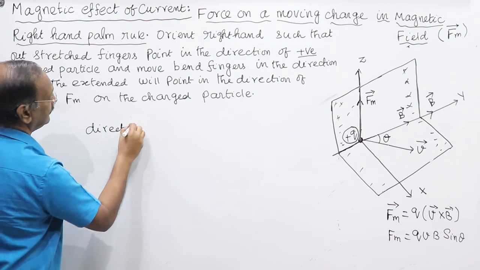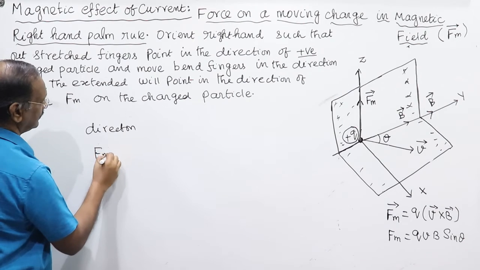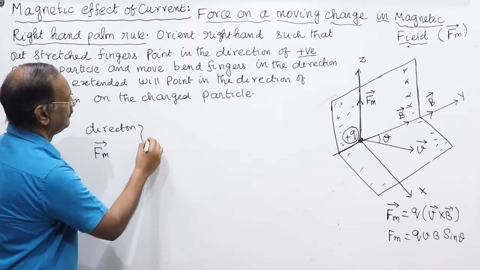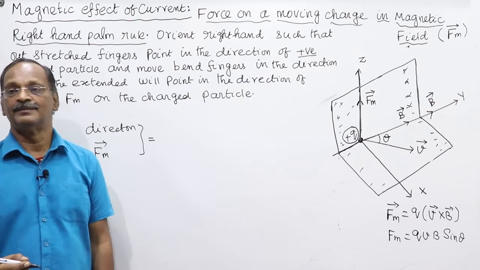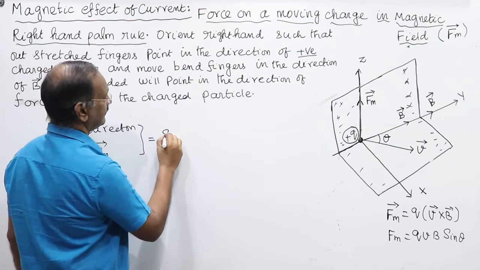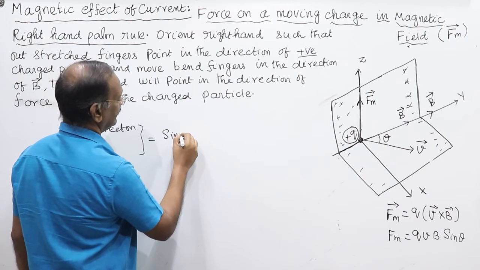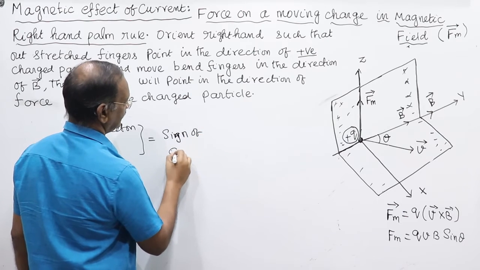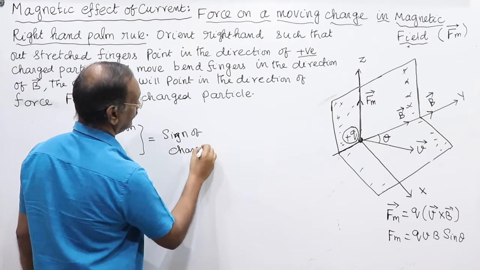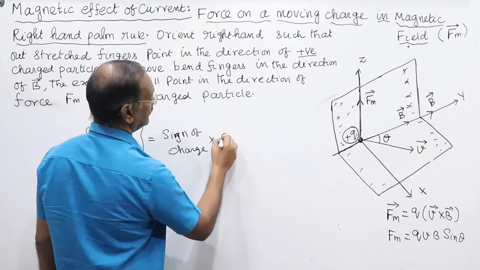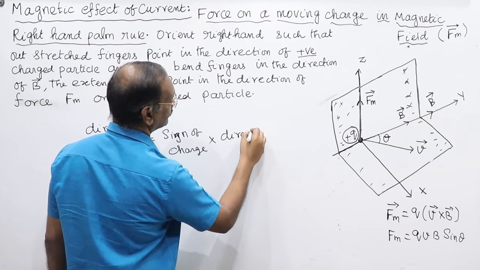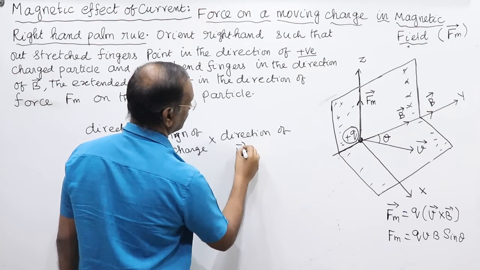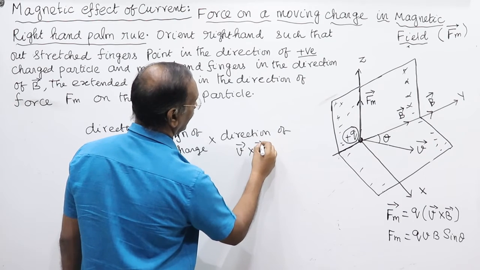Direction of magnetic force, as found out using the right hand palm rule, can be described as the sign of charge multiplied by direction of V cross B vector.